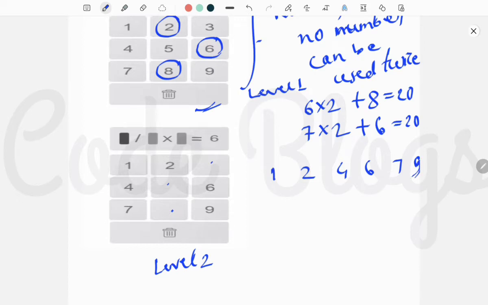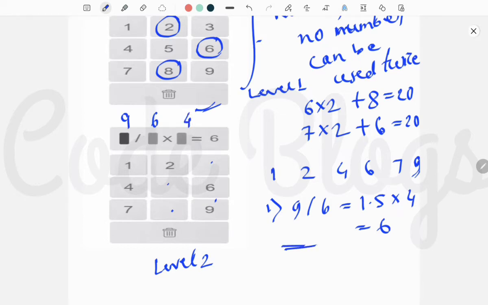So now check the solution, how to solve this. 9 divided by 6, the first solution is 9 divided by 6, that is 1.5, and then multiply by 4, that is 6. Okay, so first is 9, then 6, and then 4. In this way you have to find the solution.